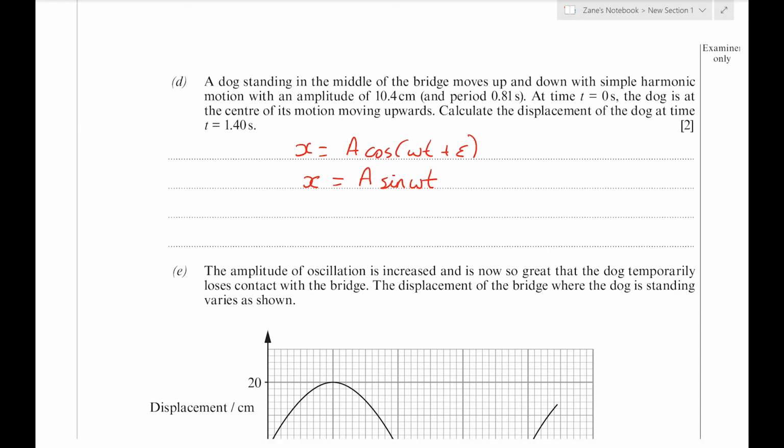What we're trying to do here is find that displacement, so we're going to fill in the values. We can leave the amplitude as 10.4 centimeters so long as we remember to give the answer in centimeters. Omega was 7.76 and t is 1.4 seconds. Now a really important point here is to make sure that your calculator is in radians mode and not in degrees mode, or you will end up with an incorrect answer. So putting that in, we will get minus 10.3 centimeters. In other words, the dog is below its equilibrium position at that time.